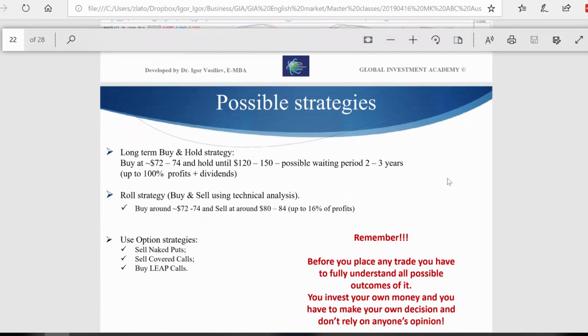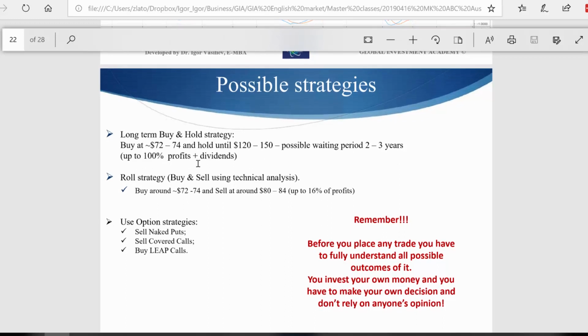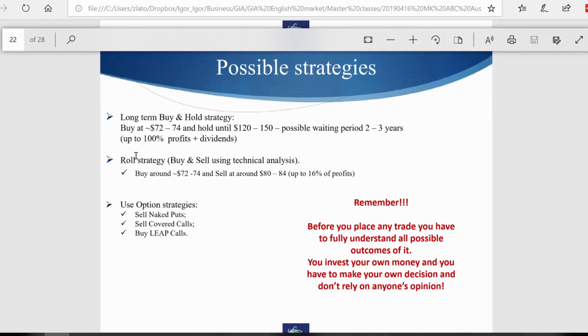And of course, after that, we have different strategies, because every one of you is different. Some of you prefer long-term investing and don't want to pay attention to the market on a daily basis. You can do it like that. As you can see, we identify this company has the potential to grow to $120-$150, with a possible waiting period of 2 to 3 years. That's what our expertise tells us. We believe if we buy this company for the next 2 to 3 years, it's going to grow nearly 100% plus dividends. But if you don't want to wait so long, you can use the roll strategy.